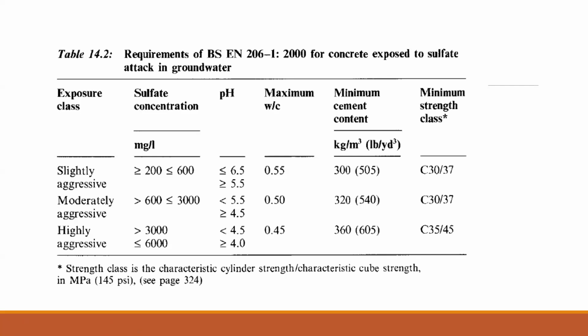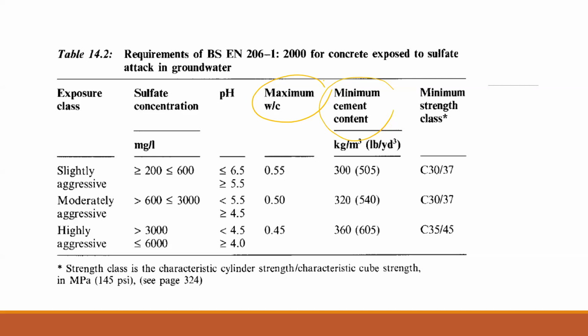What can we find? If we again know the sulfate exposure, we will be able to find out the minimum cement content. Am I right? And also the maximum water to cement ratio, we can find that. So is it slightly aggressive, moderately aggressive, or highly aggressive?